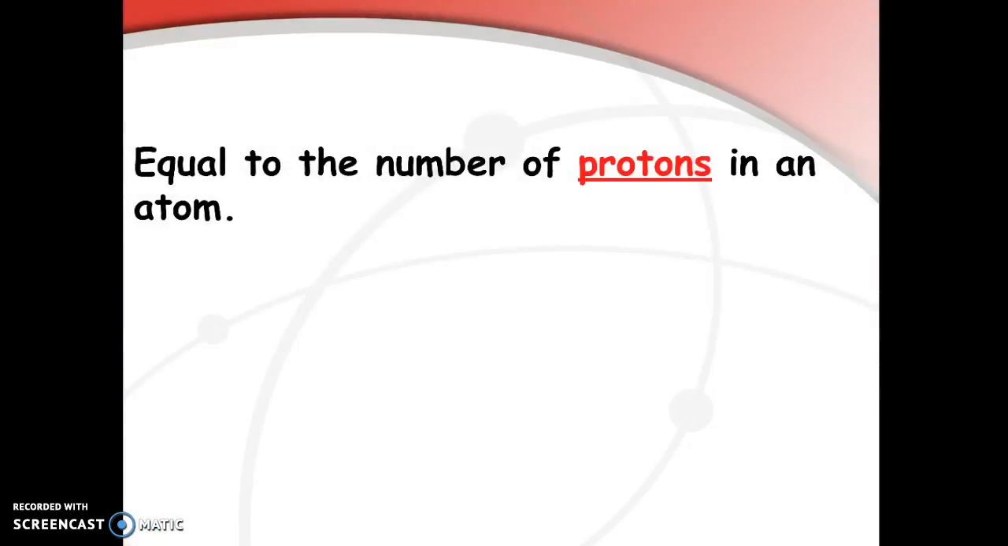And we just talked about atomic number. It's equal to the number of protons. And since the protons identify the atom, so does the atomic number. And when we get to the periodic table, we will talk about where to find the atomic number.